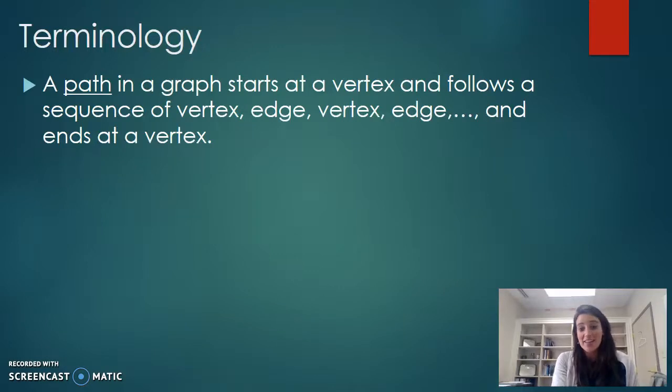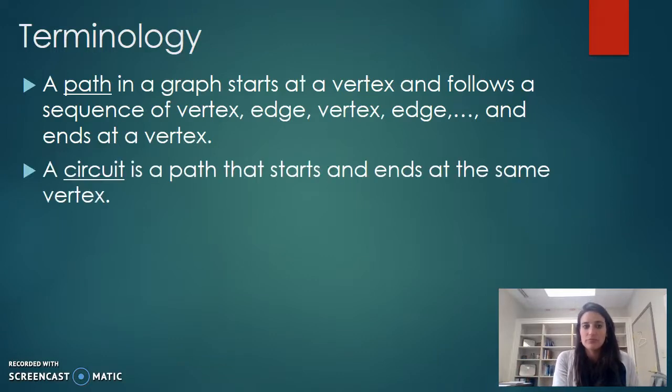A path in a graph starts at a vertex and follows a sequence of vertex, edge, vertex, edge, vertex, and so on, and the path would end at a vertex. A circuit is a path that starts and ends at the same vertex. So if you follow your path back to where you started, then you have a circuit.